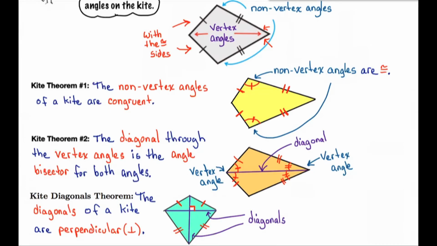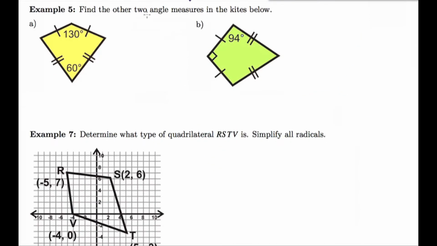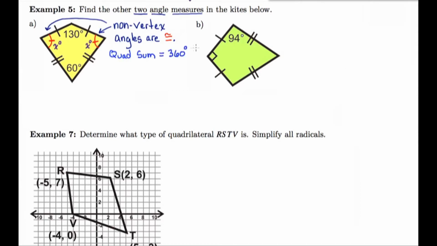Okay, so let's look at some examples. Example 5, find the other two angle measures in the kites below. So in part A, we're given the vertex angles of 130 and 60. But we know the non-vertex angles are congruent, and we also know that the quadrilateral's interior angle sum is 360. So we can say that 2x plus 130 plus 60 equals 360 degrees. I get the 2x because I have two non-vertex angles.